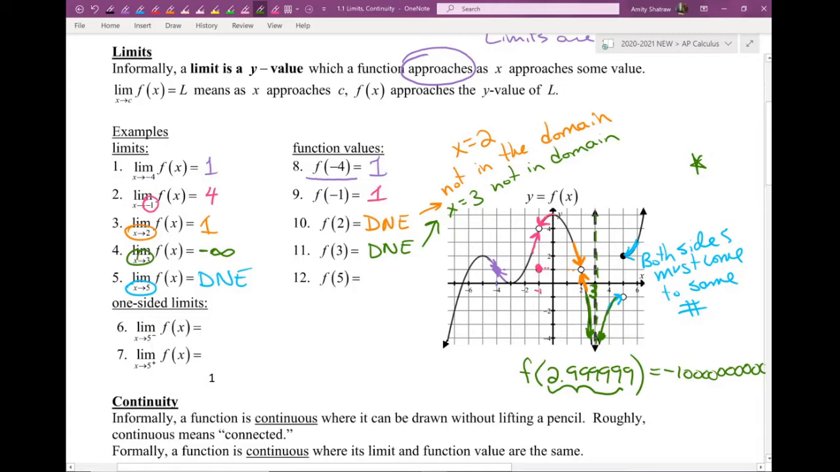All right, let's take a look at number 5 then. The number 5, the input of 5. And I'm looking, and it is defined, and it's not defined down there. No, it's defined up here. And that height, I'm tracing back on the y-axis, is a 2. So there you go. Those are all of my limits and my function values.